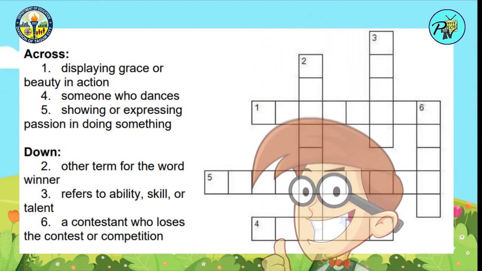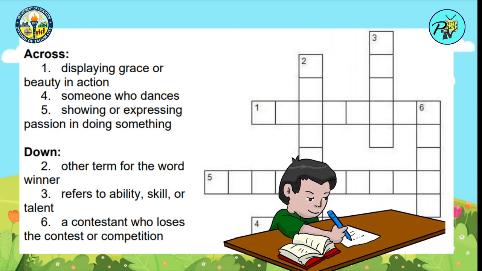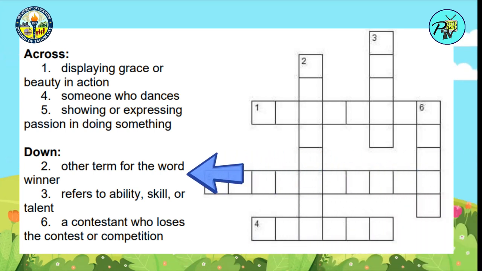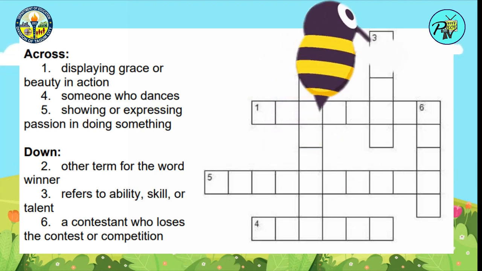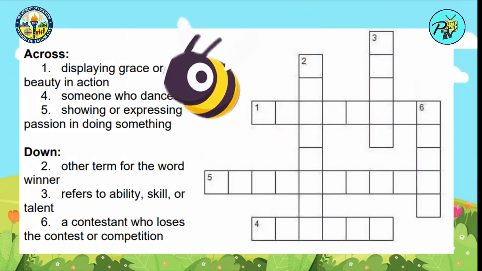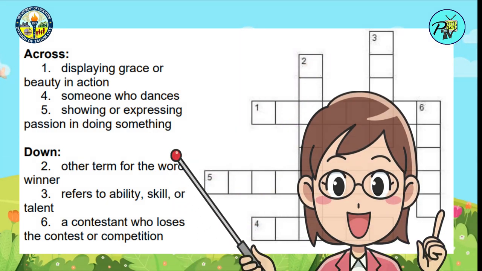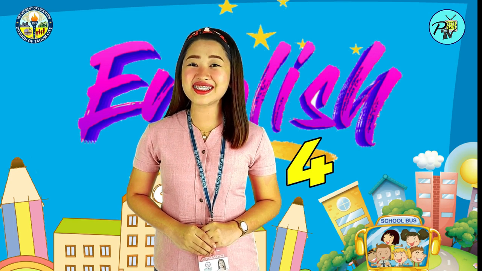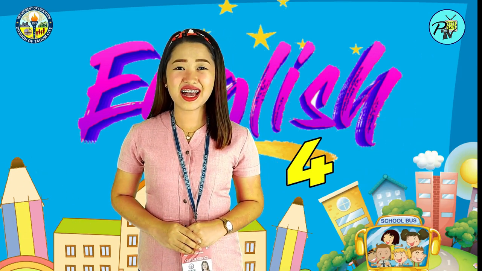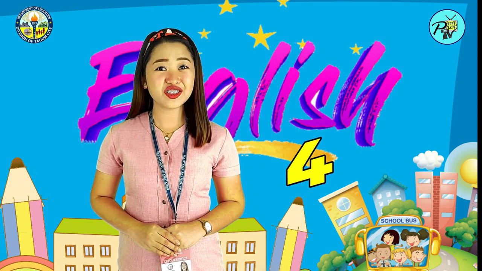Great! Now, we have here the clues of words that are written down the puzzle. Number 2. Other term for the word winner. Number 3. Refers to ability, skill, or talent. Number 6. A contestant who loses the contest or competition. Did you get the words? Great! Did you enjoy the word hunting activity? Great! Now this time, we will be reading a story about the real champion.